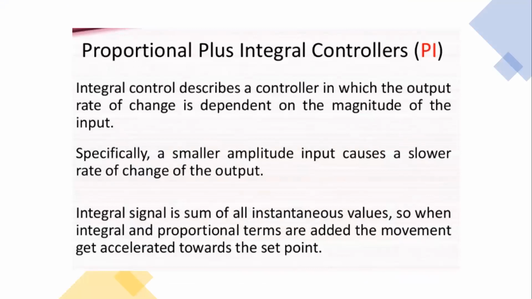Proportional plus integral controllers. Integral control describes a controller in which the output rate of change is dependent on the magnitude of the input. Specifically, a smaller amplitude input causes a lower rate of change of the output. Integral signal is the sum of all instantaneous values, so when integral and proportional terms are added, the movement gets accelerated towards the set point.